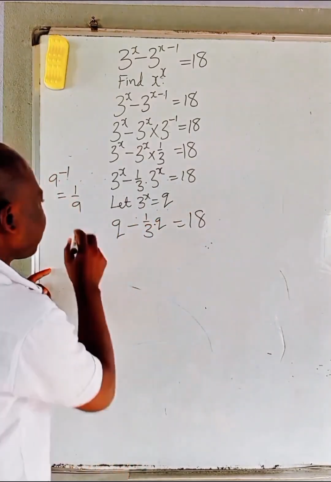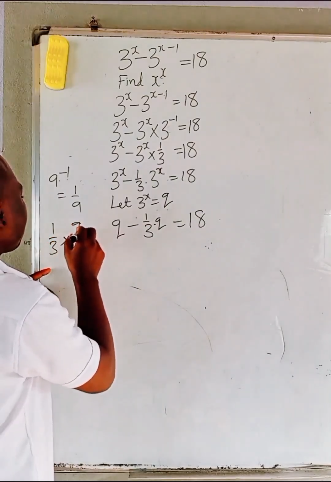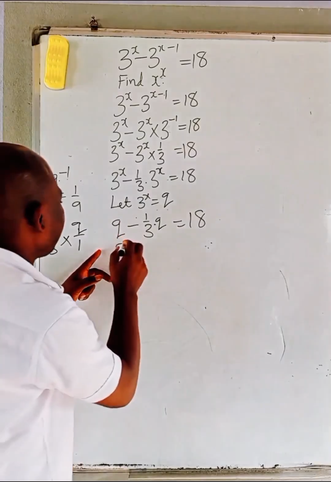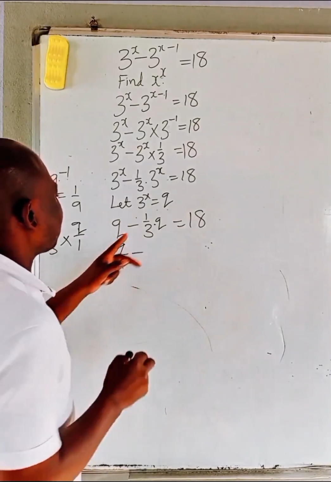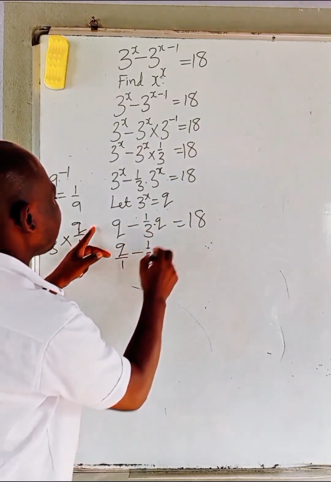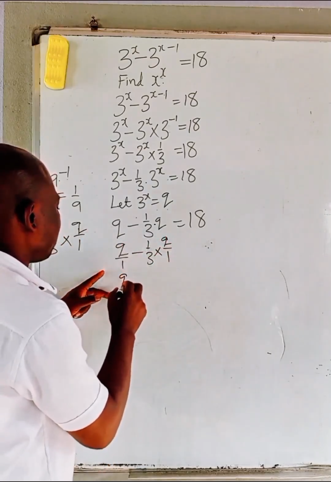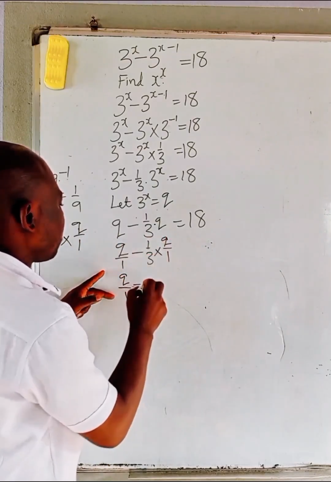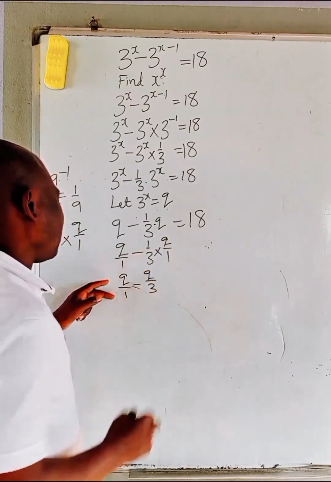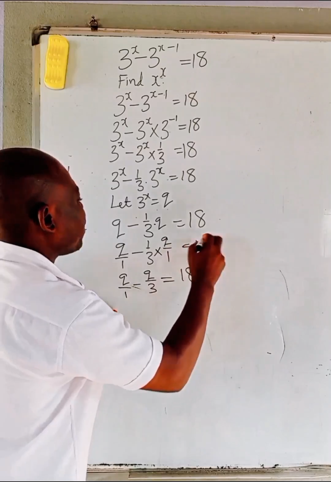And remember, when you are multiplying, you have 1 over 3 times anything, q over 1. Anything over 1 is the same thing. So what we have now becomes q over 1 minus 1 times q, or minus 1 over 3 times q over 1. So what we have becomes q over 1 minus 1 times q, which gives us q over 3. Then we look for the LCM of this, and equate it to 18, of course.